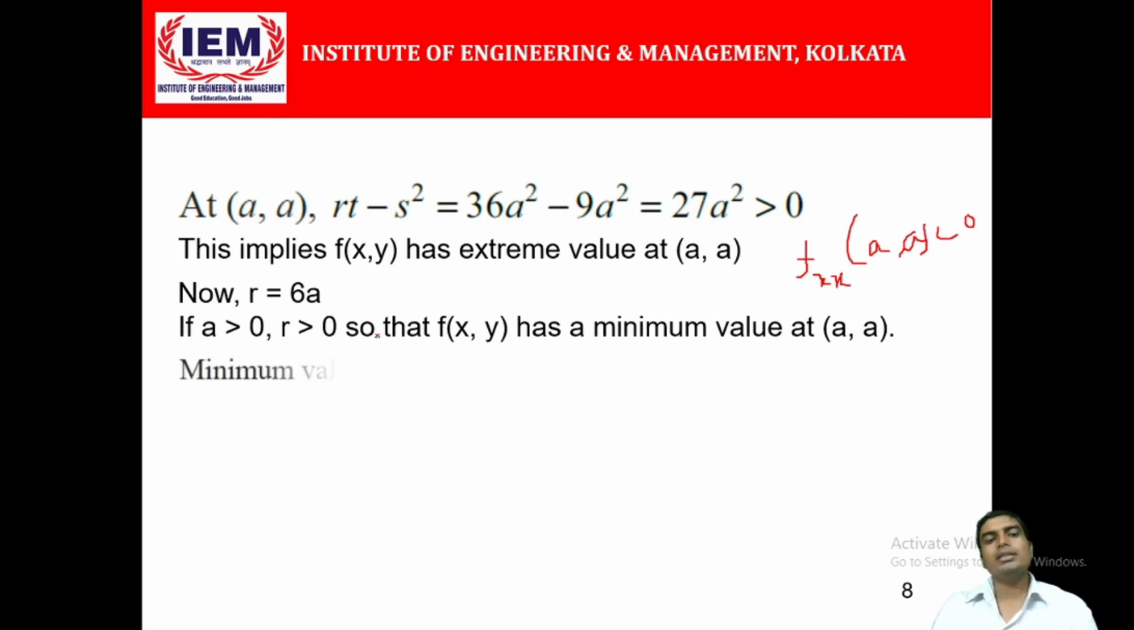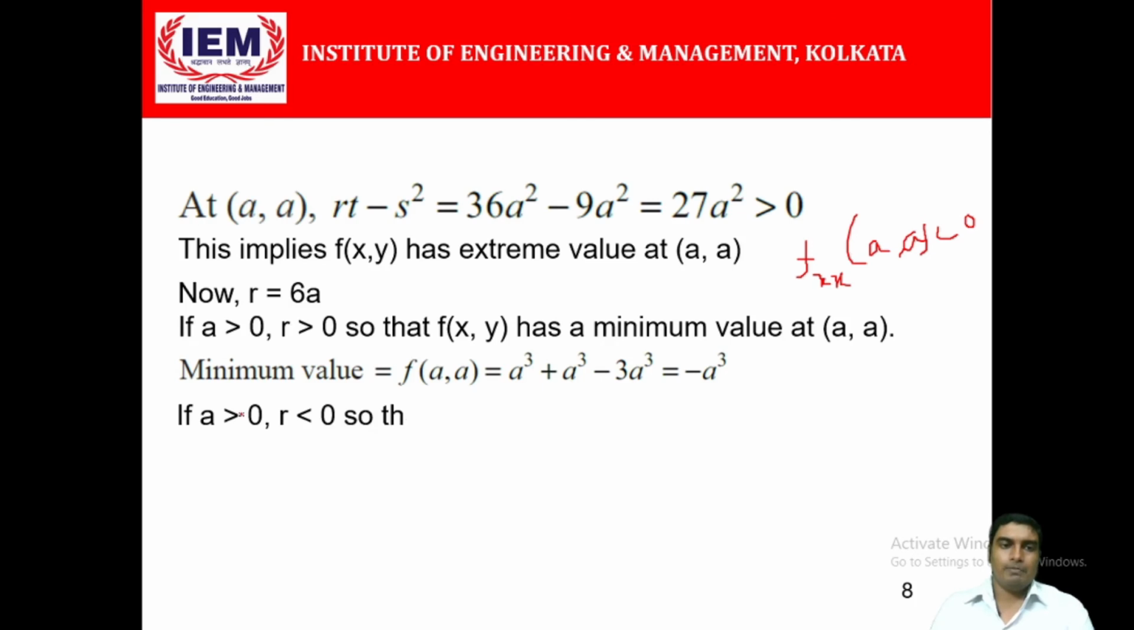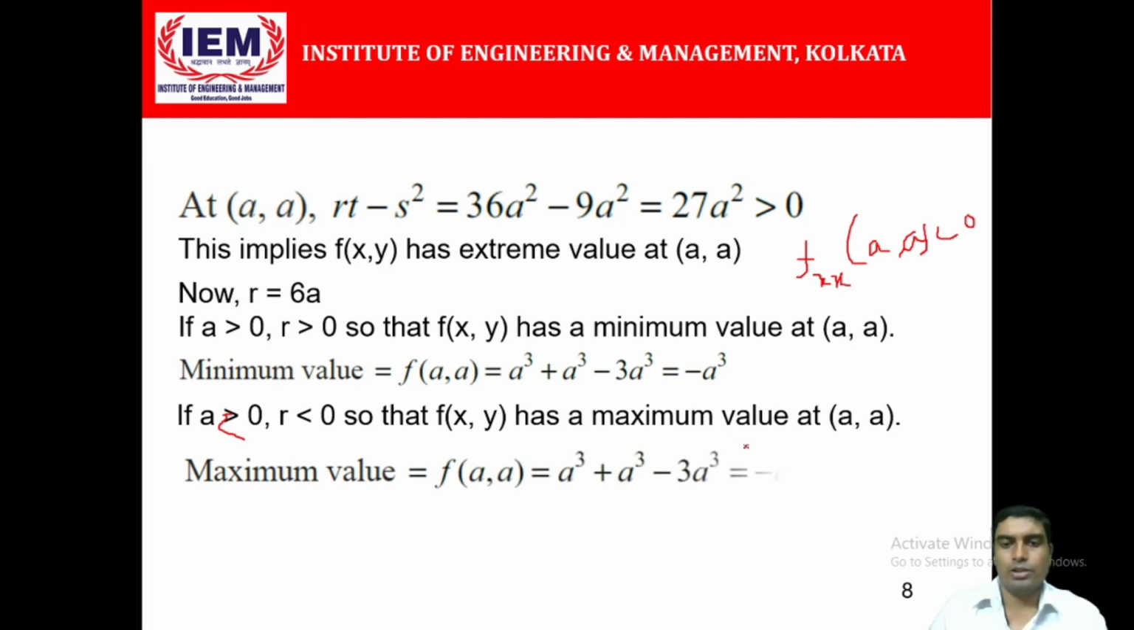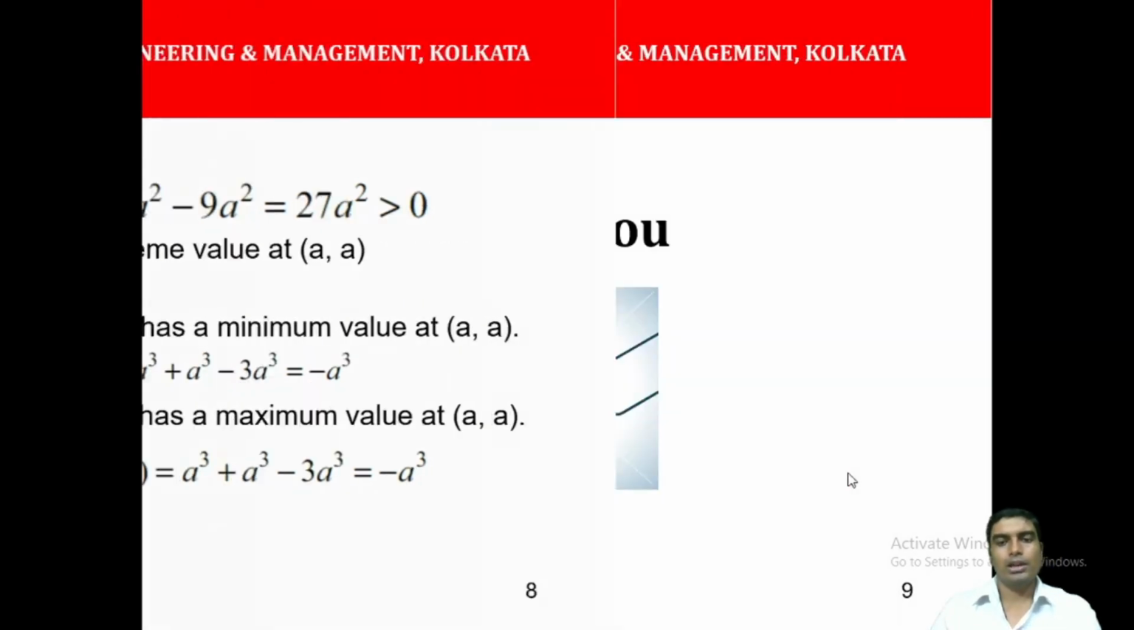Now if a is positive, the minimum value, I have to put a in the given equation, then I will get the minimum value as negative a cube. Now if a is negative, then at that point r will be negative. So I will have the maximum value at the point (a, a), and the maximum value is negative a cube, the same value. Okay. So that's all. Thank you. See you in the next lecture.